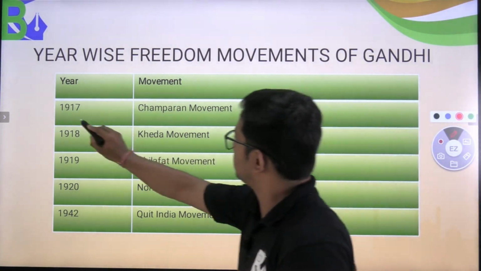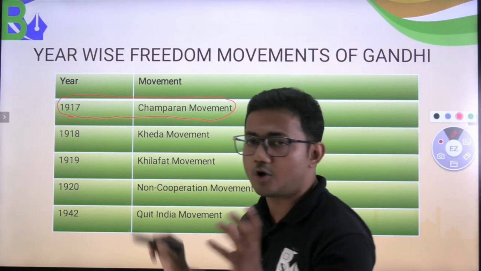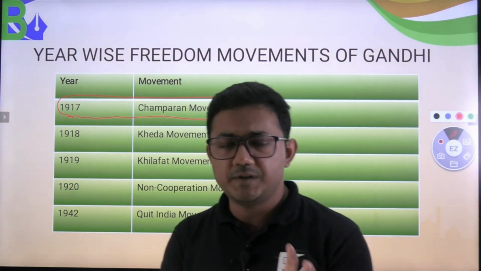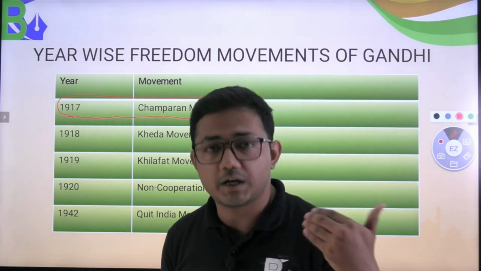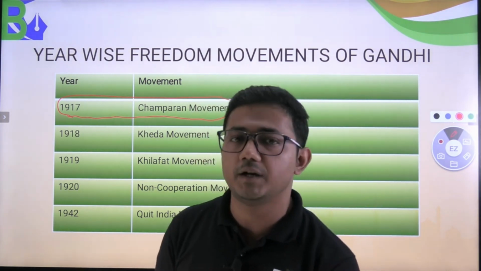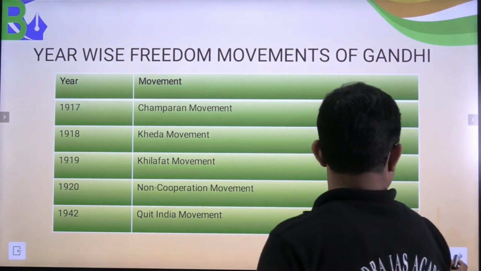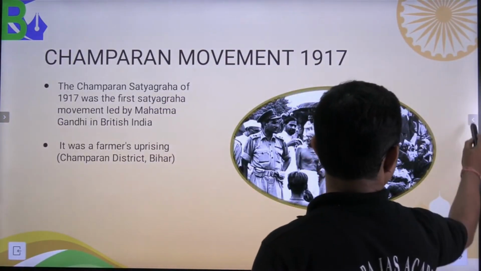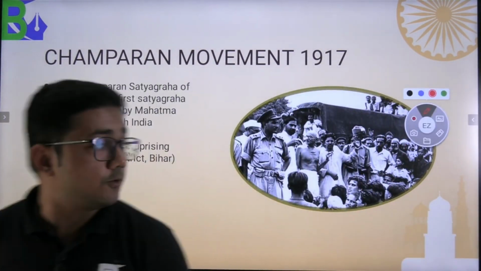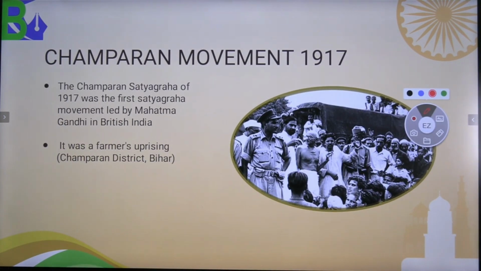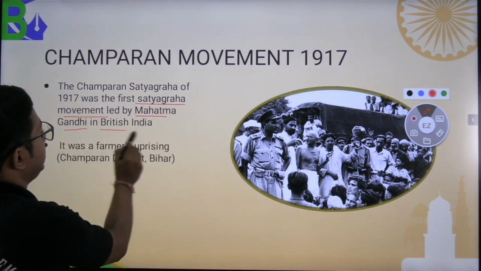we will just discuss the Champaran movement, because in a short lecture it is not feasible to cover all the topics, so that in a very short lecture I can give you more and more information regarding a particular movement. That is my purpose. Okay, so let us start with the Champaran movement. The Champaran movement was the first satyagraha movement by Mahatma Gandhi in British India.